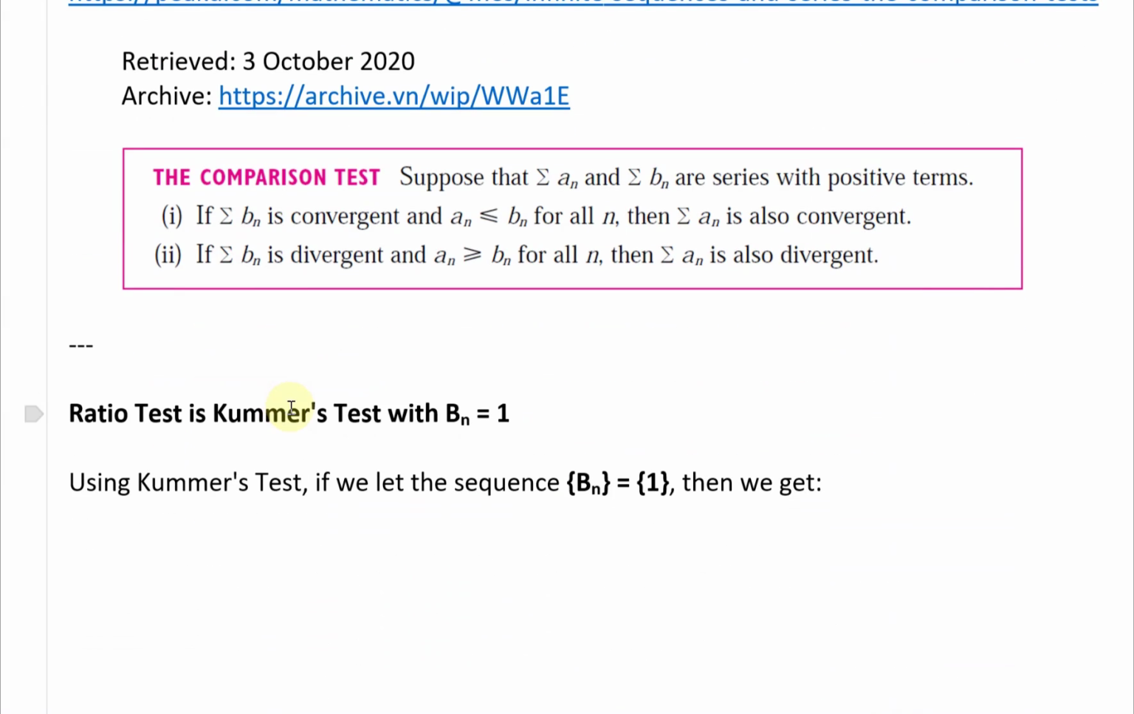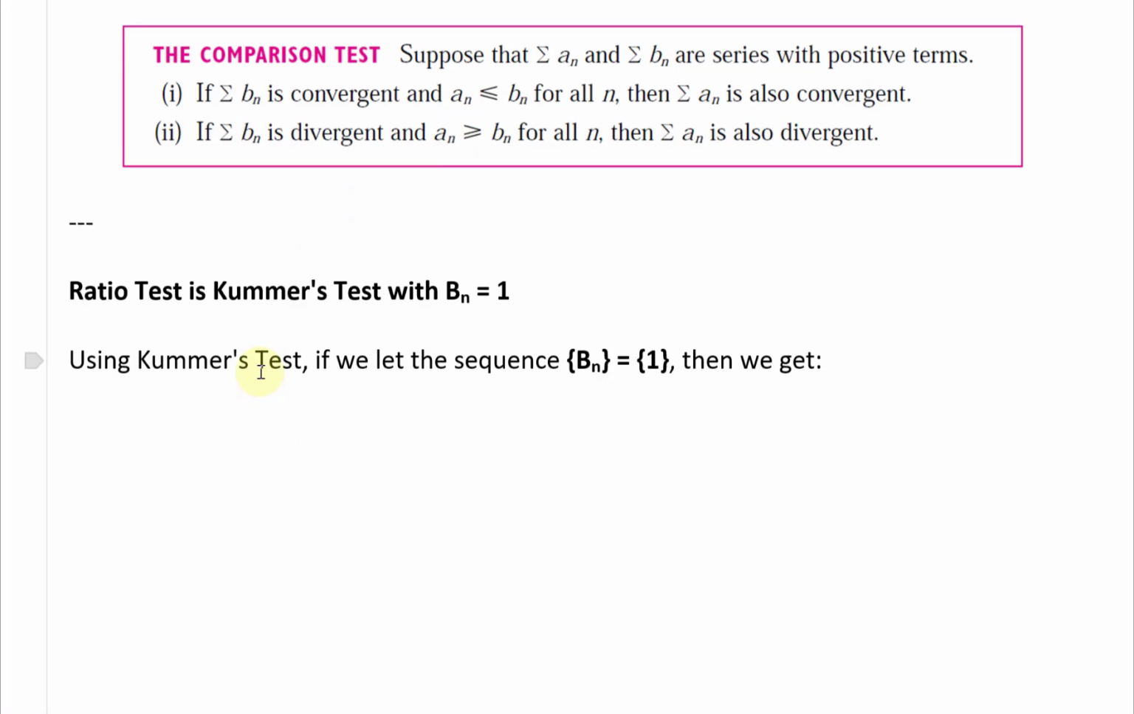So here's a note: the ratio test is Kummer's test with bn equals 1. Going further, using Kummer's test, if we let the sequence bn, you could write it this way or like this, but they're just signaling they're the same thing. There's just a sequence equal to 1, so bn equals 1 for all n values.